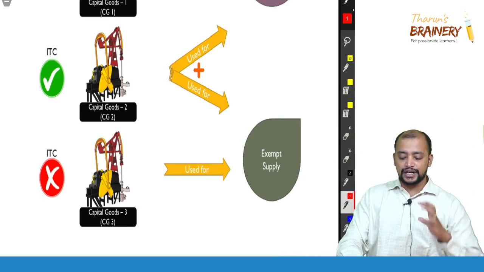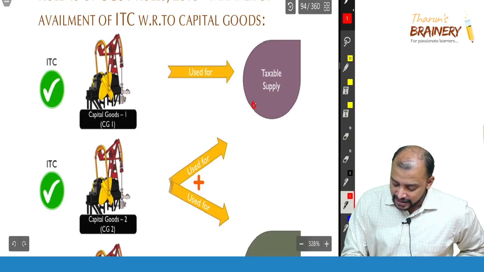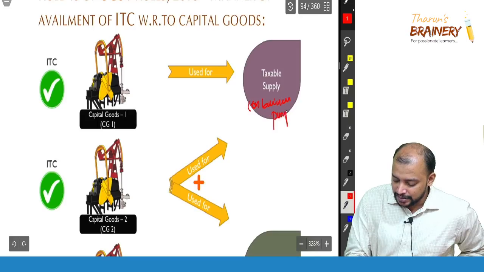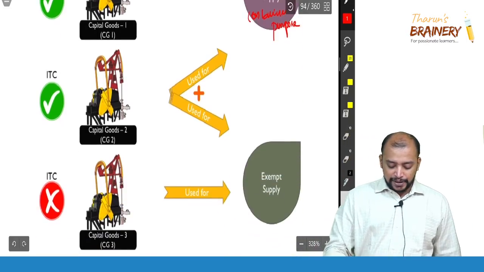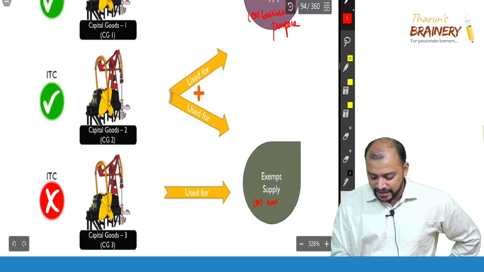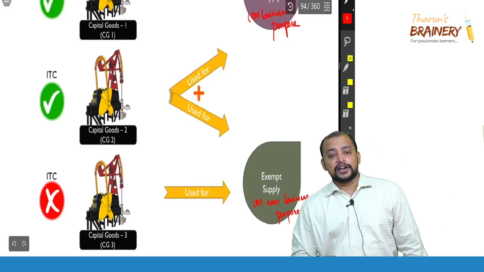So when capital goods are exclusively used for taxable supply or business purpose, ITC can be availed. Whenever capital goods are exclusively used for exempted supply or non-business purpose, then ITC cannot be availed.